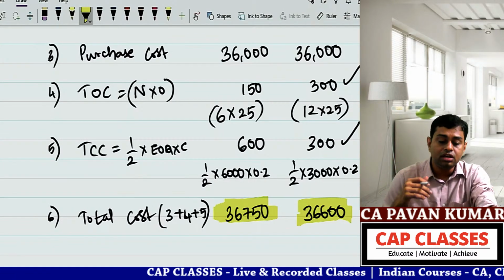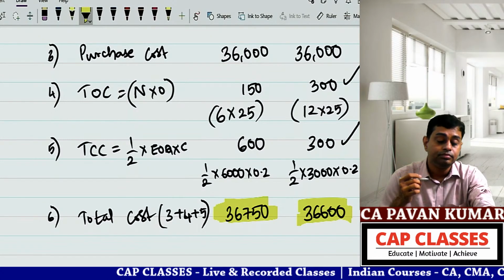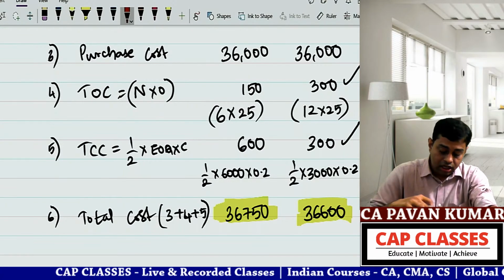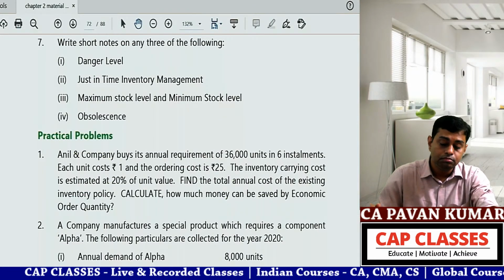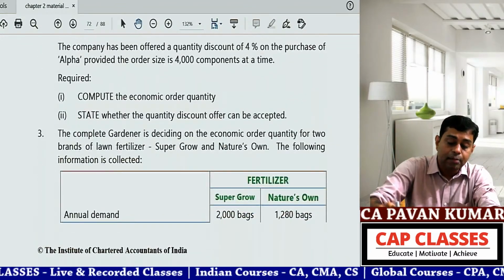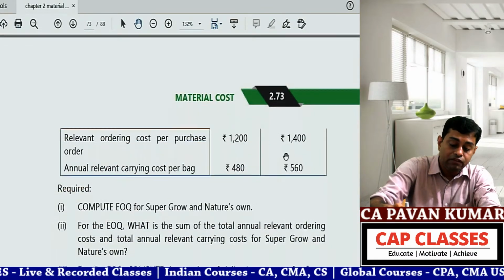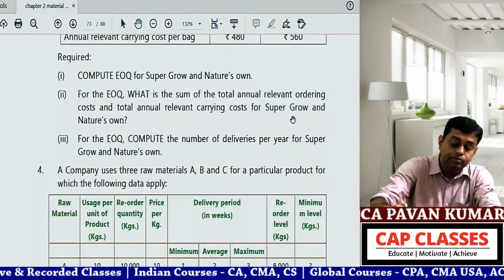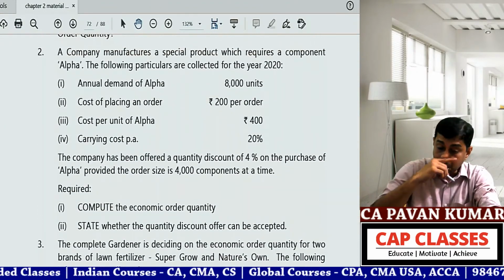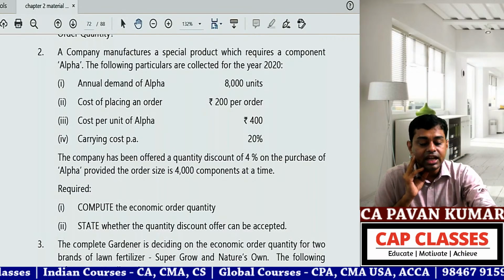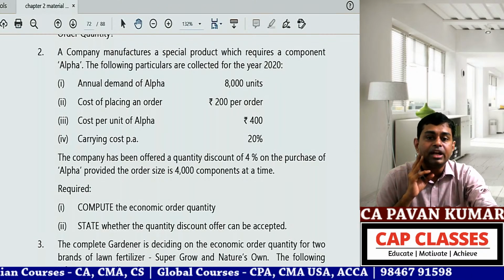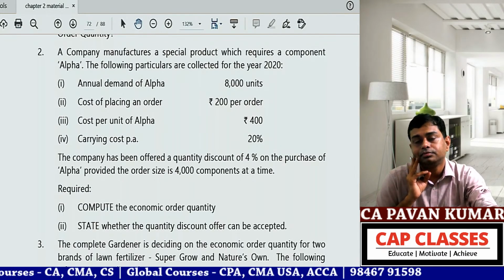So what is the conclusion? Right now, conclusion. By following EOQ, the company can save 150 rupees.